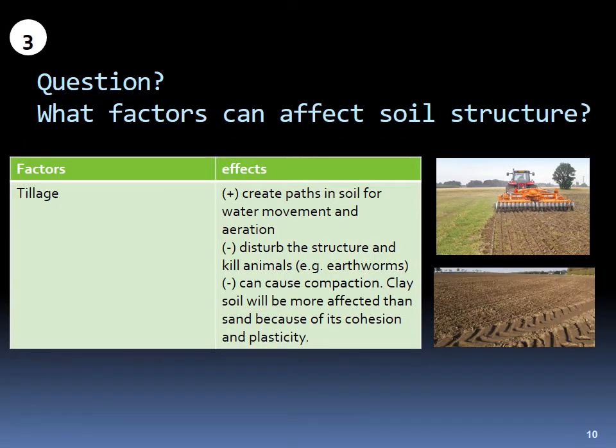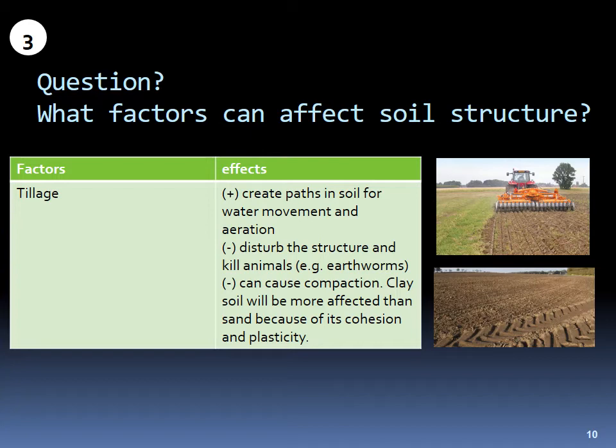We humans can also affect the soil structure. When we till, we affect different things. For example, the tillage process can create paths in the soil that can allow water and air to move faster. This is a positive impact. The other thing is that during the tillage process, we are destroying the soil structure. And by doing so, we can kill the soil animals like the earthworms.